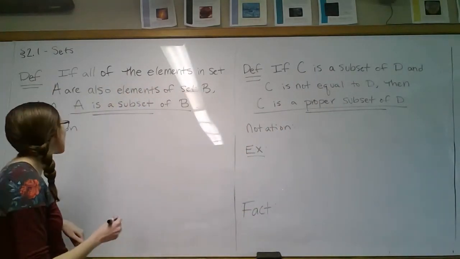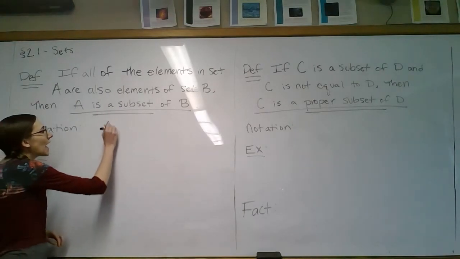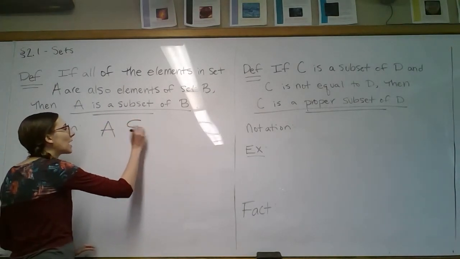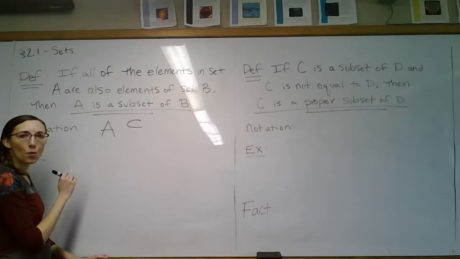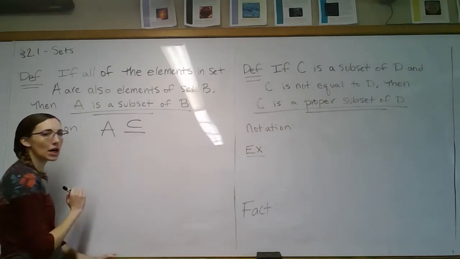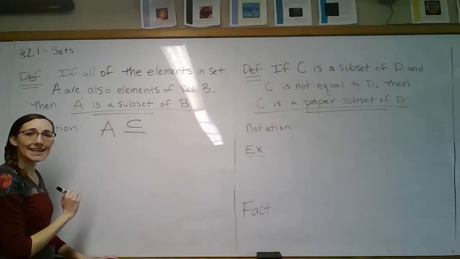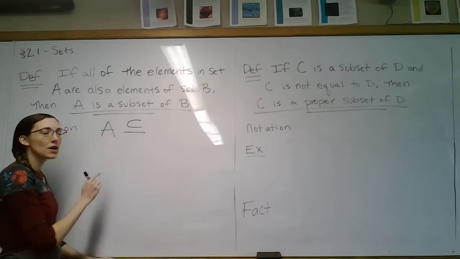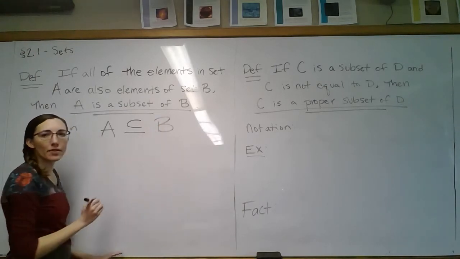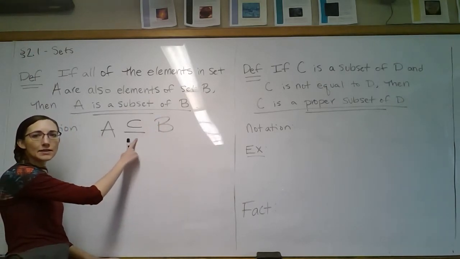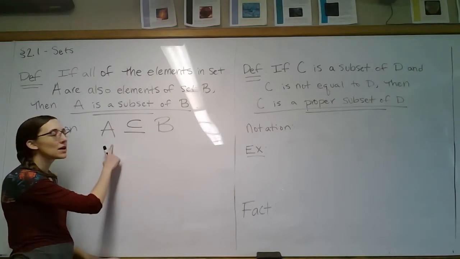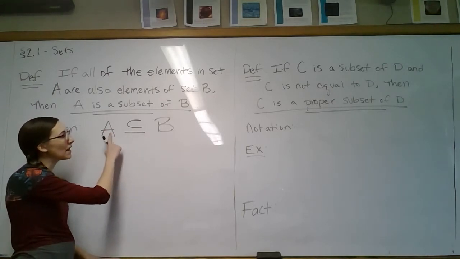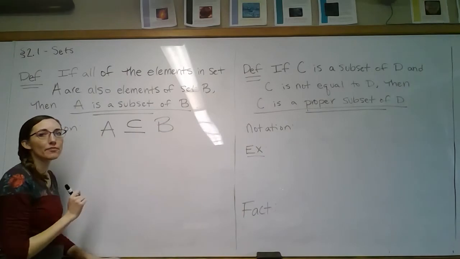The notation that we're going to use for this, it'll be A, and then you put a very long, wide, sideways C with a line underneath it. This is read as "is a subset of," and then we would put the larger set. So A is a subset of B. So A is the set that has all of its elements also as elements of B.